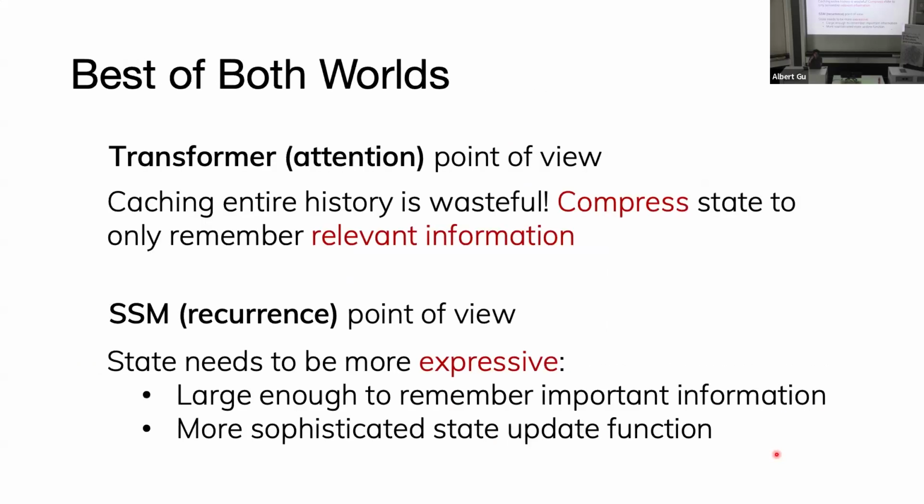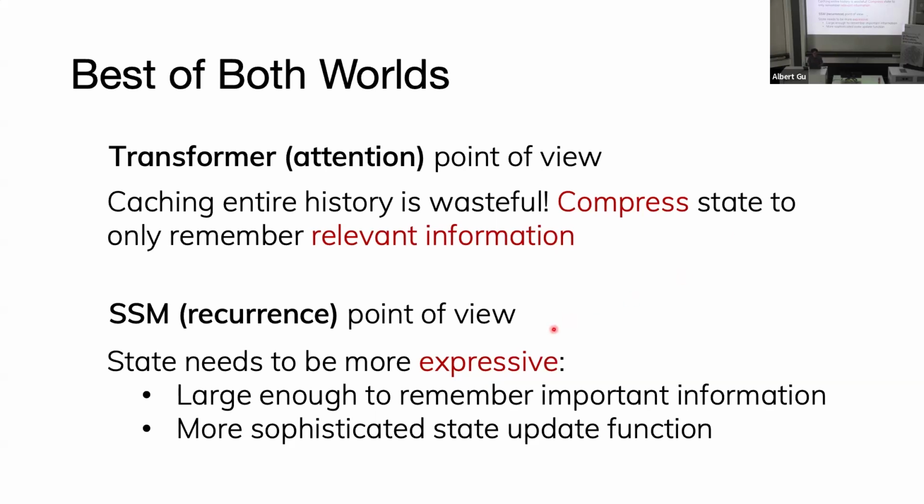And so to really move beyond these models and try to get the best of both worlds, we can look at the limitations of either of these points of view and think about what it takes to improve them. From the attention point of view, which is caching the entire history, that is really wasteful, because what if we don't want to represent a vector for every single previous token? What if some earlier tokens are just completely useless? Or what if some earlier tokens are highly compressible? Then we would like to compress this previous information into a smaller state that filters out irrelevant stuff and only remembers the relevant information.